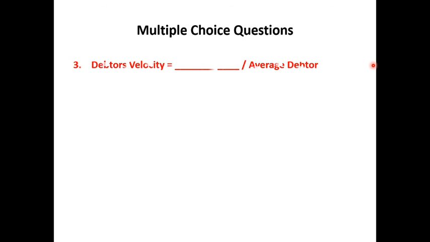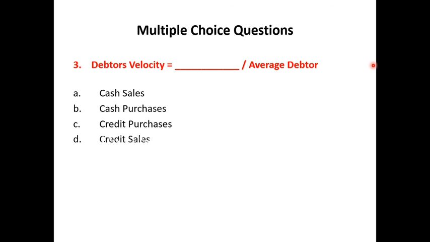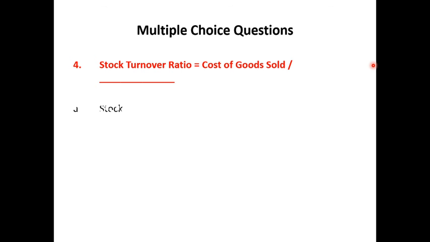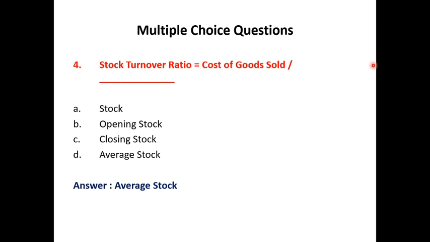The third question: debtor velocity is equal to dash divided by average debtors. Options are cash sales, cash purchases, credit purchases, credit sales. The correct answer is credit sales. The next question: stock turnover ratio is equal to cost of goods sold divided by dash. Options are stock, opening stock, closing stock, average stock. The correct answer is average stock.